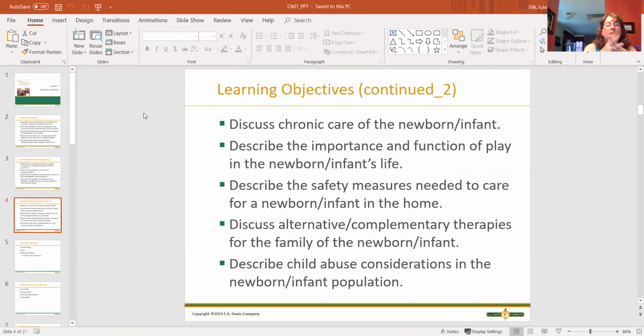And then we're going to discuss chronic care of the newborn and infant, describe the importance of function of play in the newborn and infant's life, describe the safety measures needed to care for a newborn and infant in the home, and discuss alternative and complementary therapies for the family of the newborn and infant, and then describe child abuse considerations in the newborn and infant population.